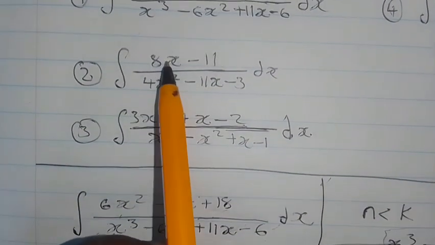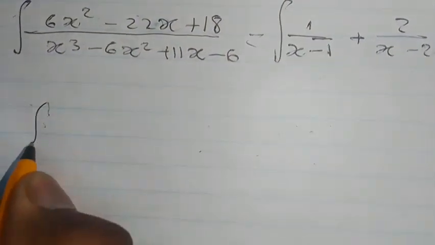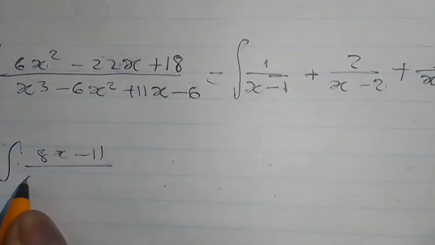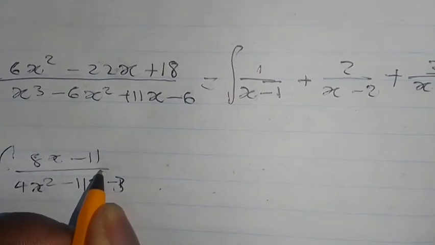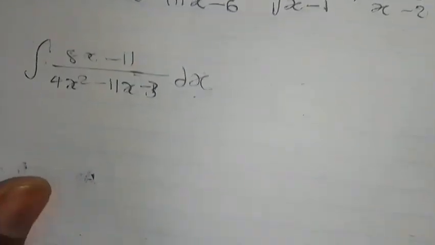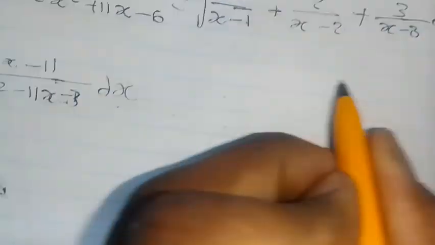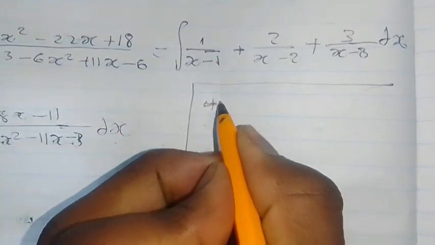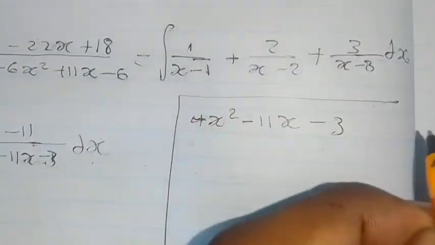The follow-up question, we have 8x minus 11 divided by 4x squared minus 11x minus 3 dx. So from here, let's see if we can factorize the denominator. We have 4x squared minus 11x minus 3.